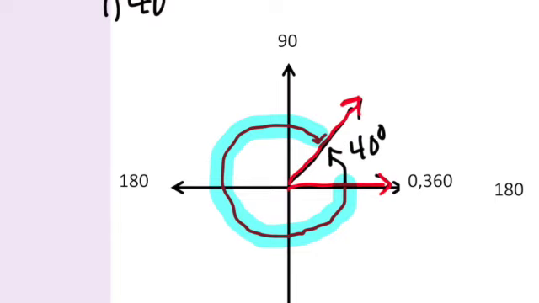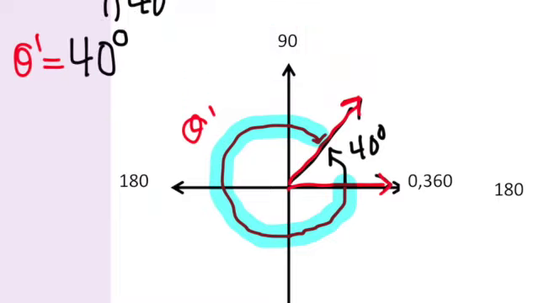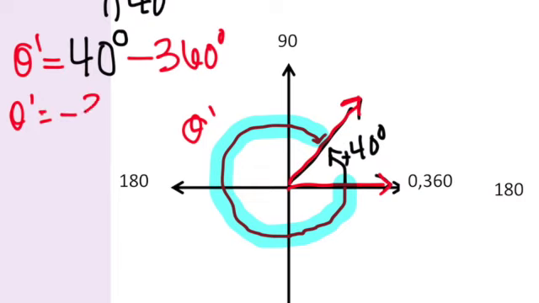So what we're going to do to calculate our theta prime here is I'm going to take 40 degrees. This is a plus 40. That's why when I back it off that little bit, I'm adding 40. And then the angle in the red is going in the negative direction. So I'm just going to subtract 360 degrees from that. And that's going to give me a negative angle. This is going to give me a coterminal angle of negative 320 degrees.